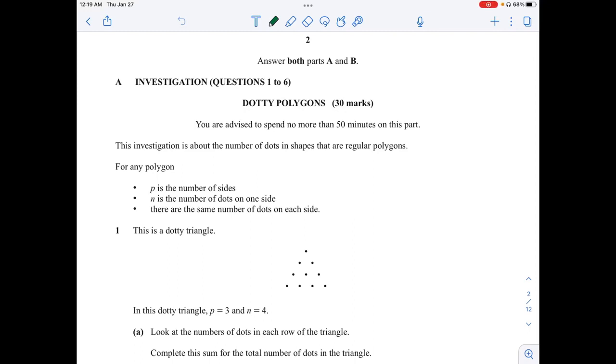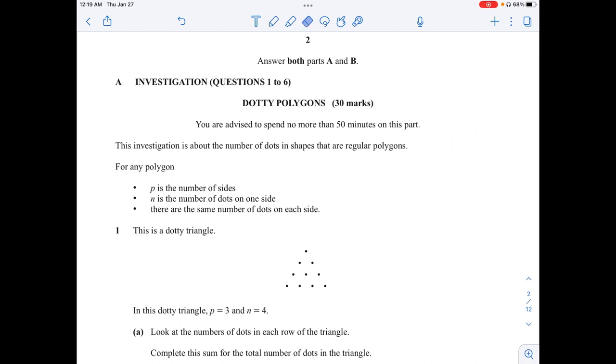So welcome, this is CAIE 0607 paper 6 of 2020 version 62. So we shall try to solve the questions.